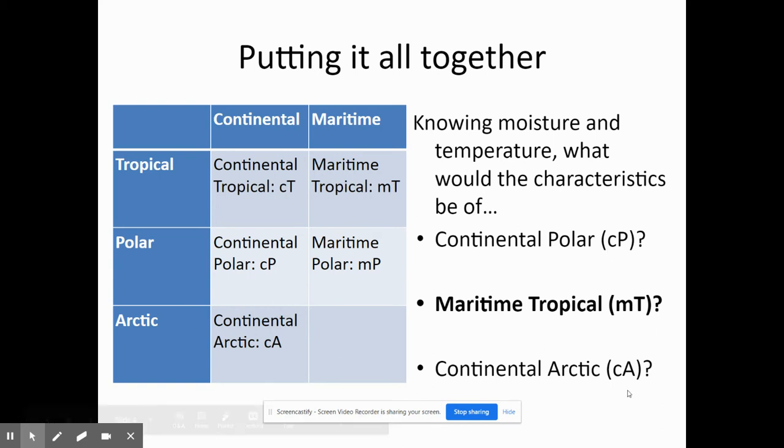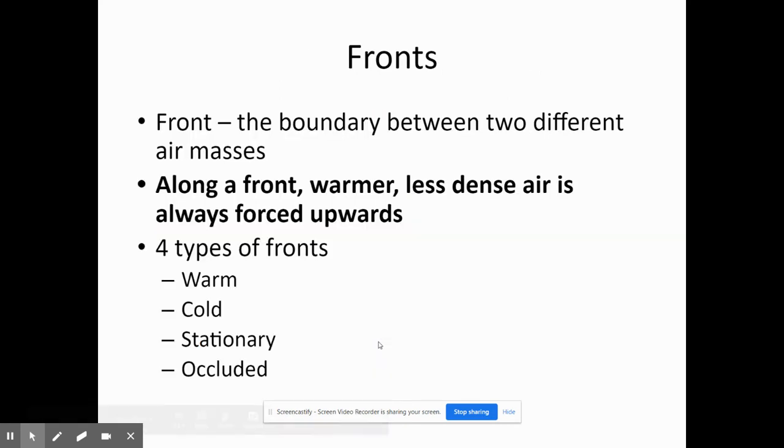And these are the symbols that you would have. You have your symbols in your chart, so if you see that on the map. There are fronts that we'd like to talk about today, four types: warm, cold, stationary, and occluded. Fronts are just the different boundaries between air masses. Along a front, warmer, less dense air is always forced upwards because cold air is more dense.